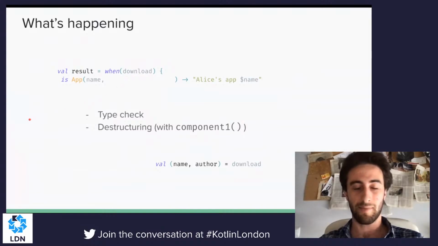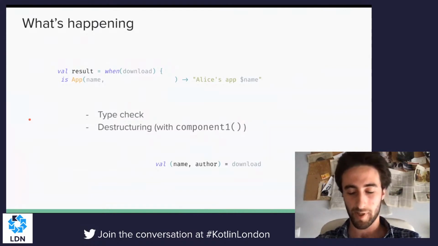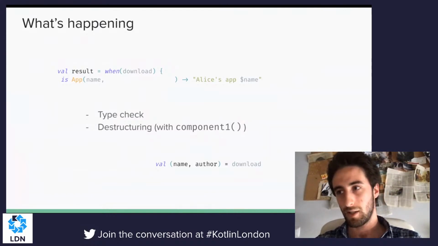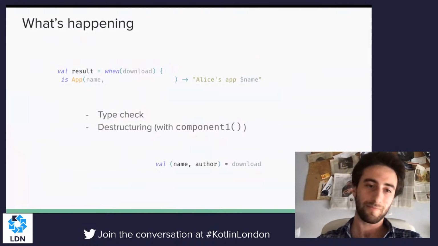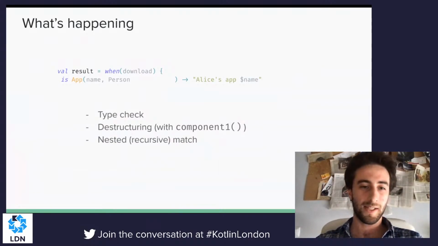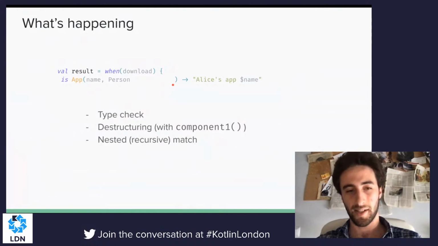So this is, again, hypothetical. This is not valid Kotlin, as you know, but we're exploring the possibility of how it would be if this was valid Kotlin. This is where it gets fun, because here we just destructured our first component, but here we can do a type check on the second component. So this is a recursive check.